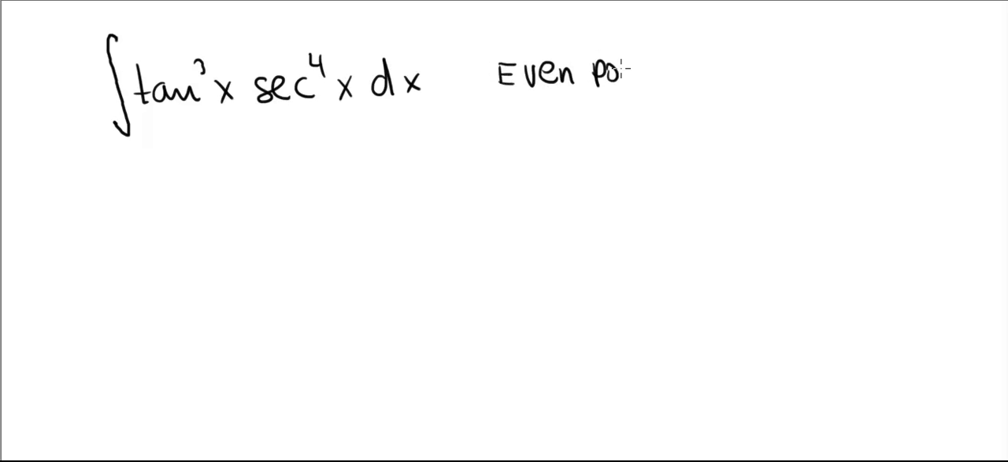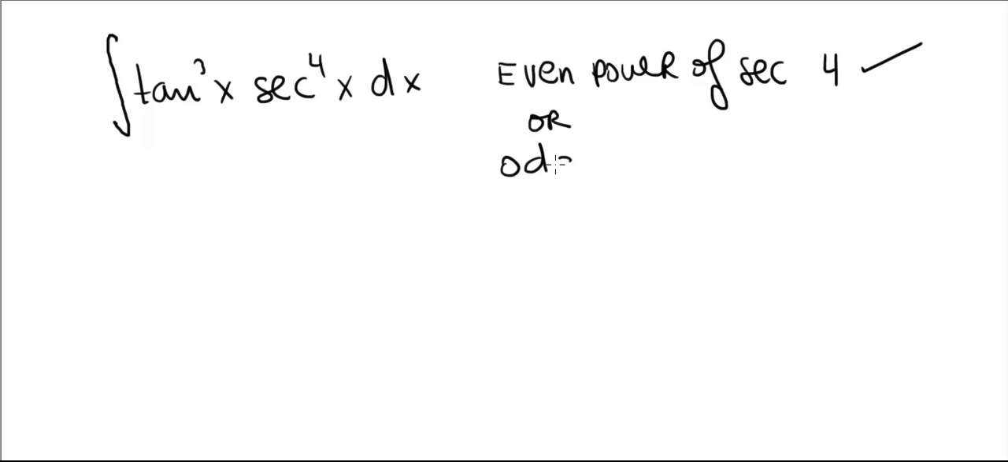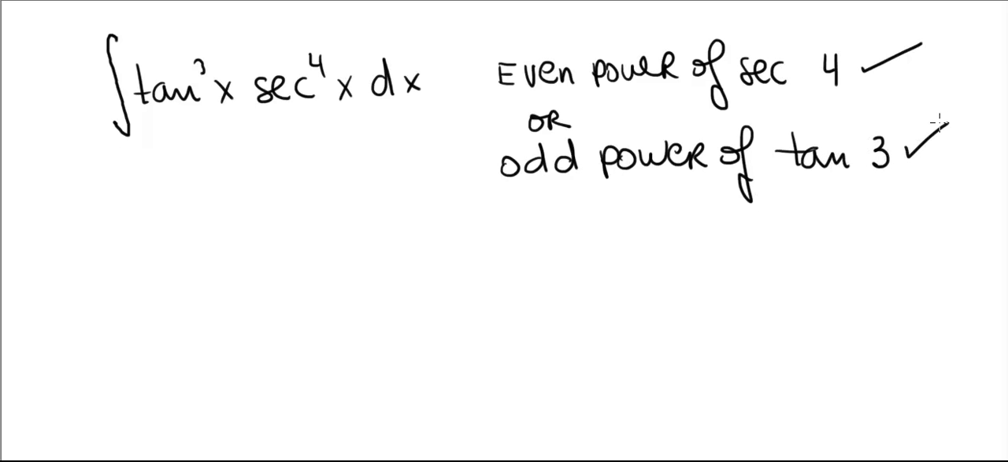Let's evaluate the integral tan cubed x times secant to the fourth x. Whenever we have a power of tangent times a power of secant, there are two techniques that we should use. First, we look for an even power of secant. In this case, we have 4, so it is even. Or an odd power of tangent. And in this case, that happens to be 3, so that's also true.